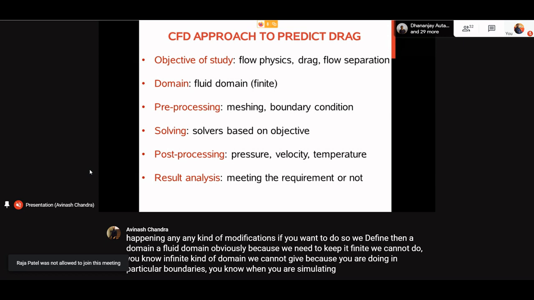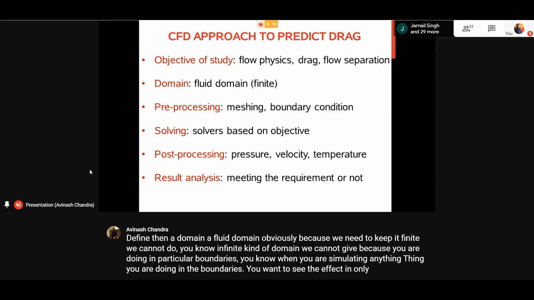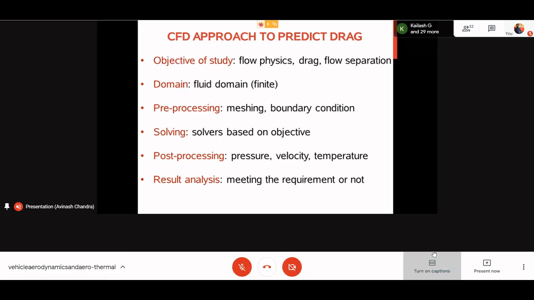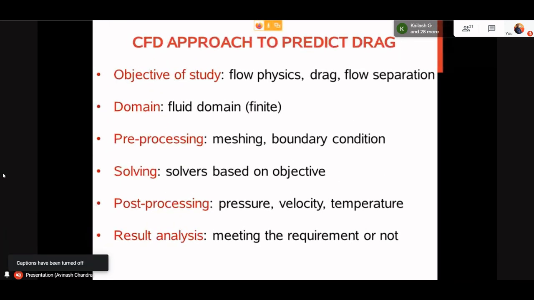So we then define a domain, a fluid domain, obviously, because we need to keep it finite. We cannot do an infinite domain, because you are working within particular boundaries. When you are simulating anything, you are doing it within boundaries. You only want to see the effect, say for example, your vehicle has a dimension of x meters. So you only want to see what is happening 5 times x in front, maybe 10 or 20 times x behind, and maybe 5 or 10 times x to the sides. Because these are computer simulations, we have to keep it finite.